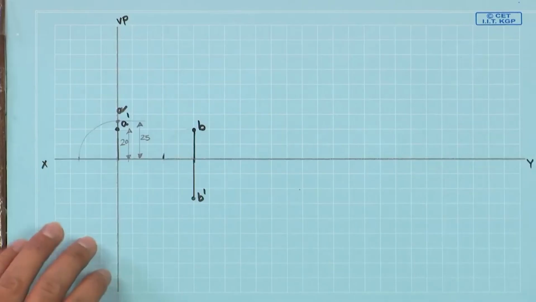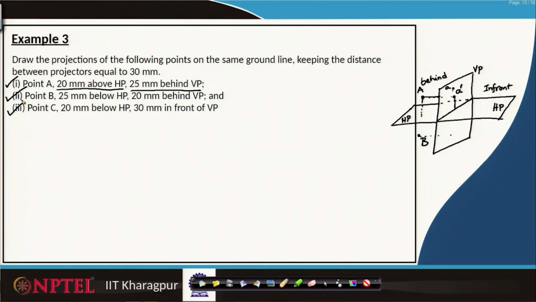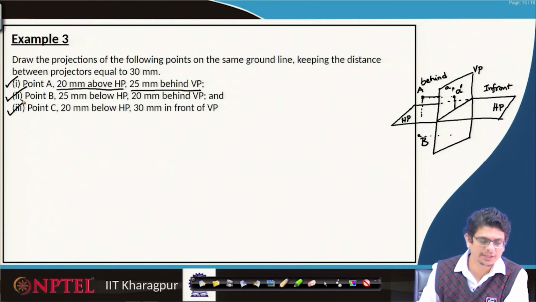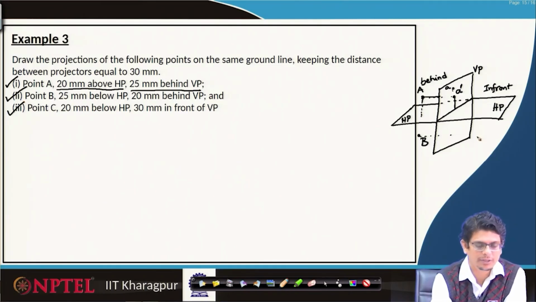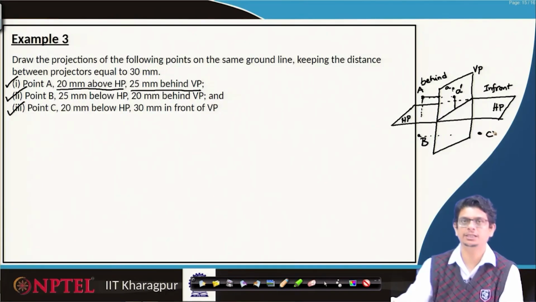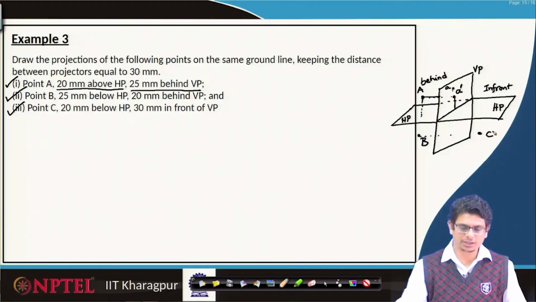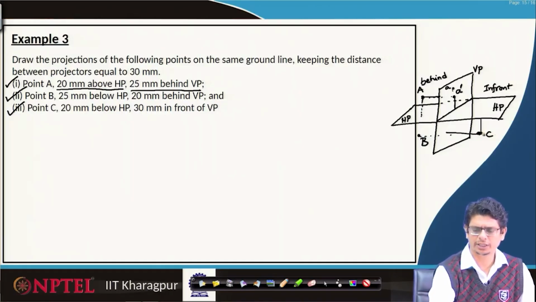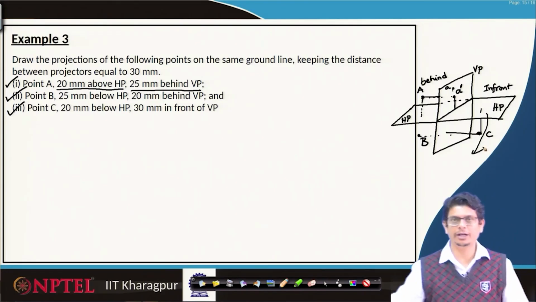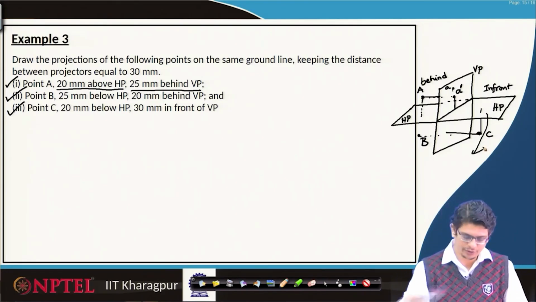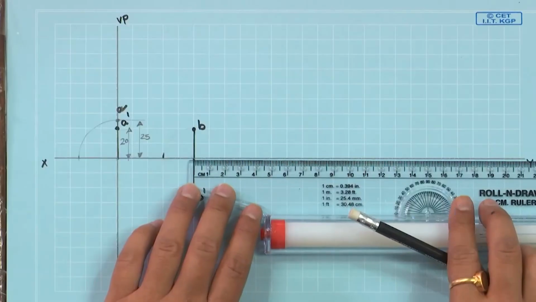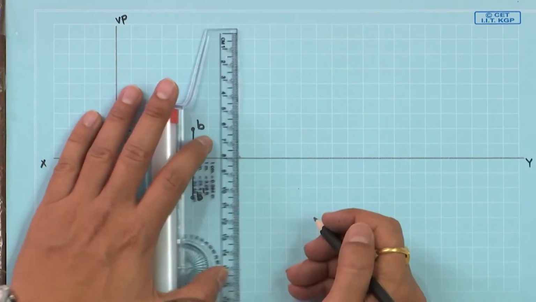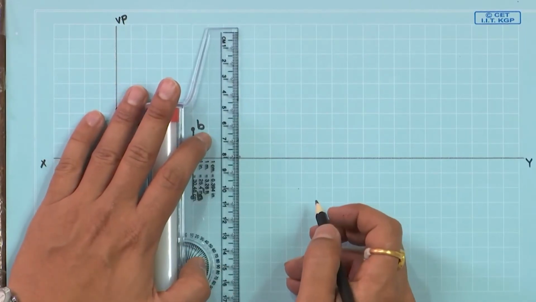The third point, point C is 20 mm below HP and 30 mm in front of VP. So, first of all locate point C somewhere below, but in front of VP means here. So, the C point is somewhere there. So, how will we construct it? Project this C point onto that, project that and rotate the horizontal plane by 90 degrees. To do that, again leave a 30 mm gap between the projectors somewhere there. On this line we will have these projections.